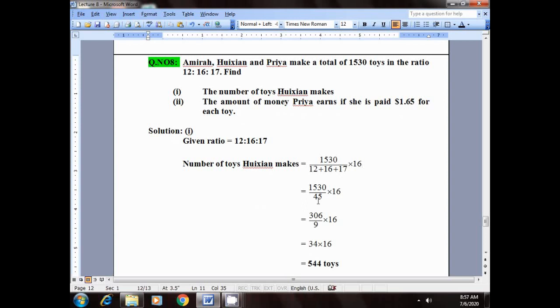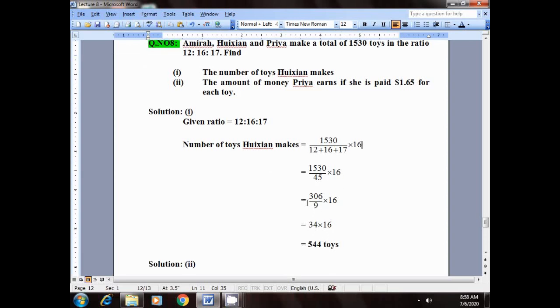Now both numerator 1530 and denominator 45 are divisible by 5. Let's divide them by 5. If we divide 1530 by 5, the quotient will be 306. And if we divide 45 by 5, the quotient will be 9, multiplied by 16 as it is. Again, 306 is a multiple of 9, which means if we divide 306 by the denominator 9, the quotient will be 34, multiplied by 16. Let's take the product of these two numbers, and their product is 544, which is the total number of toys Hyuxian makes.